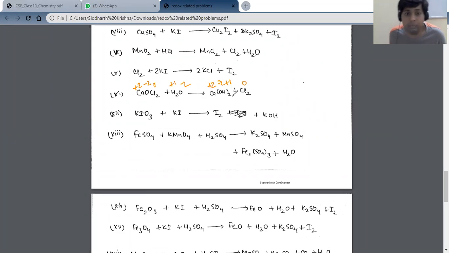Yes, sir. So why is calcium on the reactant side plus 2? Calcium will always have +2. I had told you, alkaline earth metals always have +2. Okay, sir.